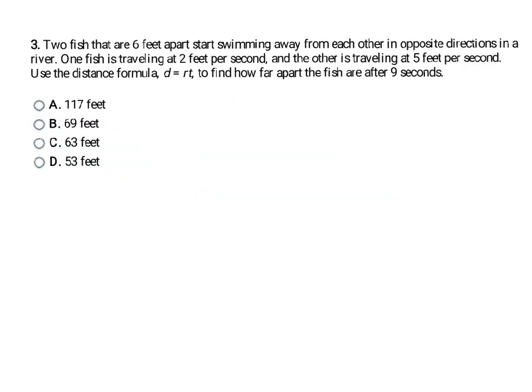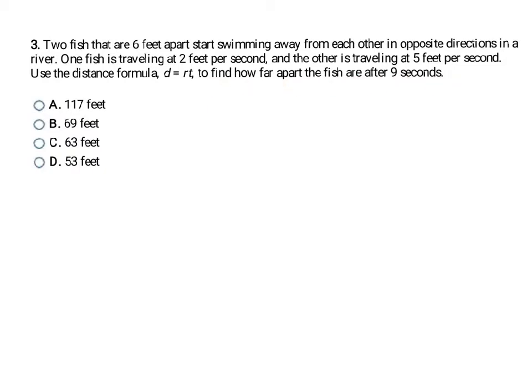So here we have 2 fish that are 6 feet apart, starting to swim away from each other in opposite directions in a river. One fish is traveling at 2 feet per second, and the other is traveling at 5 feet per second. You're going to use the distance formula, distance equals rate times time, to find how far apart the fish are after 9 seconds.